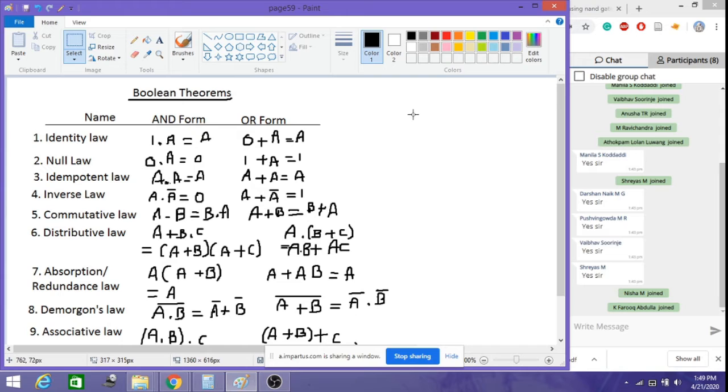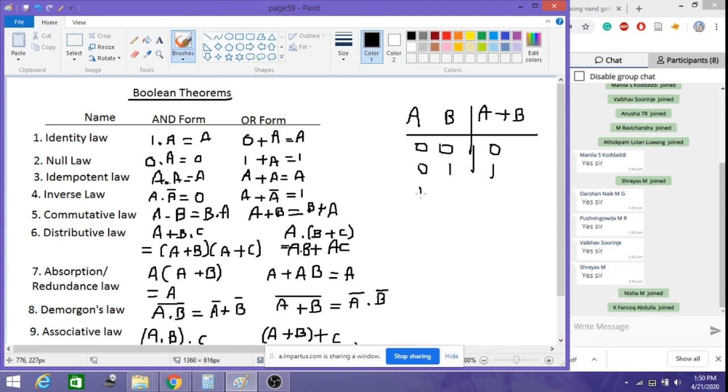Then the OR gate. Consider the 2 input OR gate, with inputs A and B, and its output is A OR B. If we give the input as 0 0, the output is 0. For 0 1, we will get 1. For 1 0, again it is 1. For 1 1, it is 1 itself, because it is a logical OR operation, not addition. Binary addition is different and logical OR operation is different. So this is the basic OR gate operation.